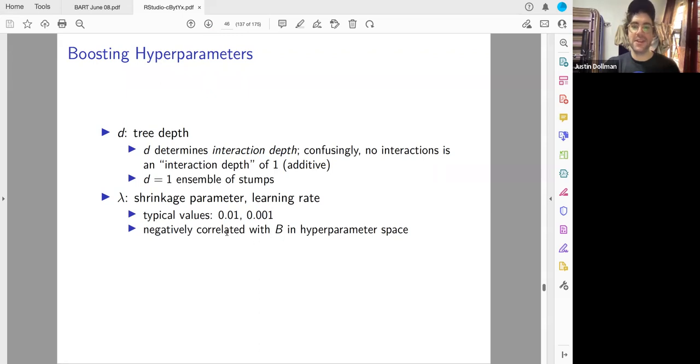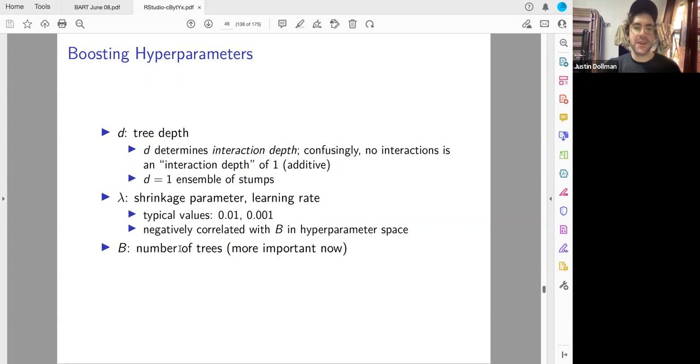This is an incredibly obtuse way of putting that. If you have an incredibly low shrinkage parameter, so you're shrinking a lot, you're going to need a lot of trees. So they're negatively correlated. The way I would justify having written that is that if you're going to create a tuning grid, you might want to think about that for efficiency of exploring hyperparameter space.